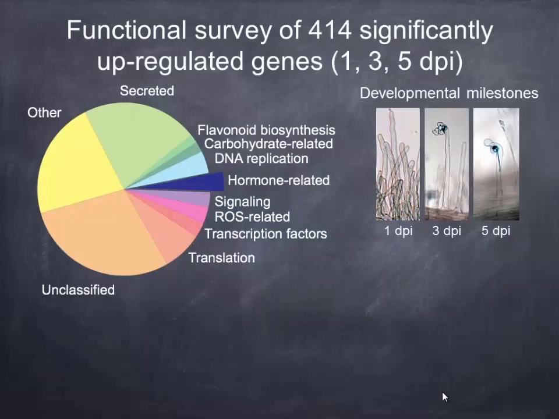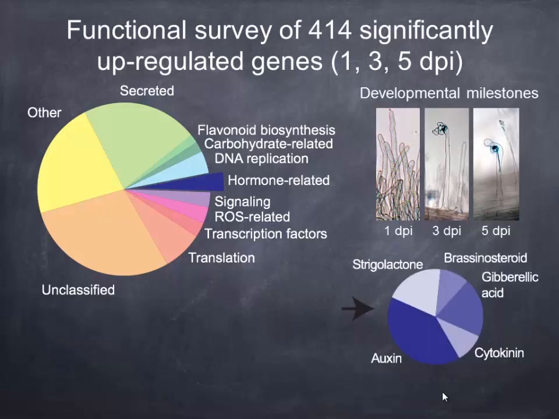So now I'm going to slightly switch gears to more of a functional analysis of the data, and with reference here to the developmental time course, 1, 3 and 5 dpi. And what we did was to take all genes which were upregulated by at least twofold. And as is usual with these types of things, we did a functional survey and many functional classes were represented. But what grabbed us was the hormone-related category. So hormones have not been associated with infection in the root hair in Medicago previously. So this was really exciting.